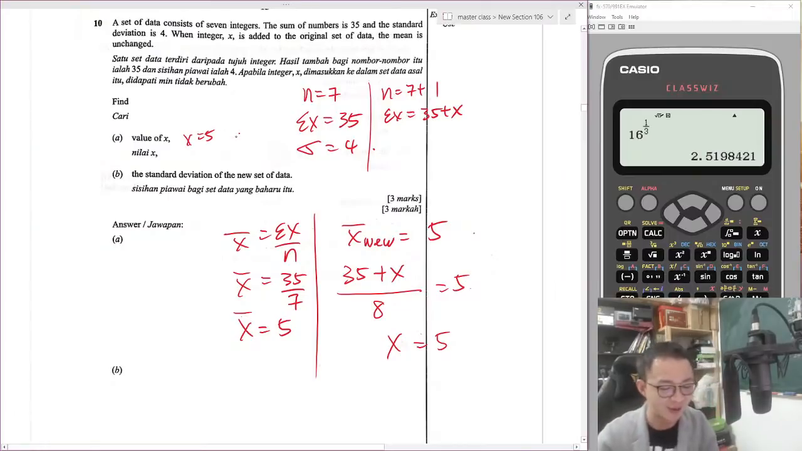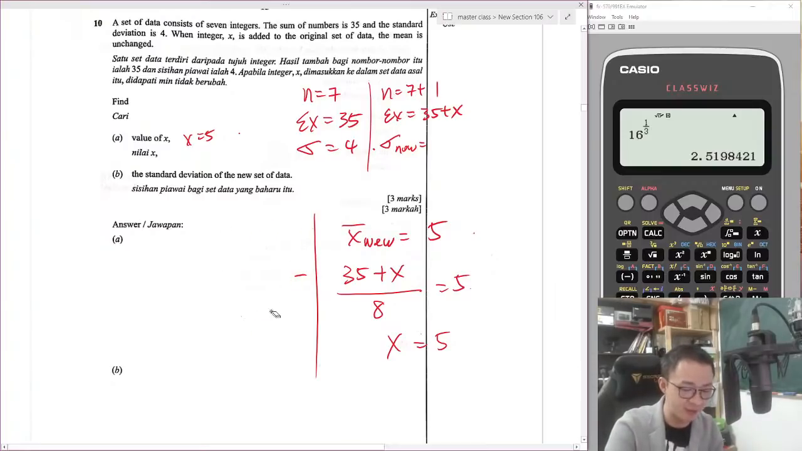Done the first part. So after x equals 5, the question asks me to find the new standard deviation. In order to do that, I need to use the old standard deviation to actually solve it. Just now my mean equals 5.